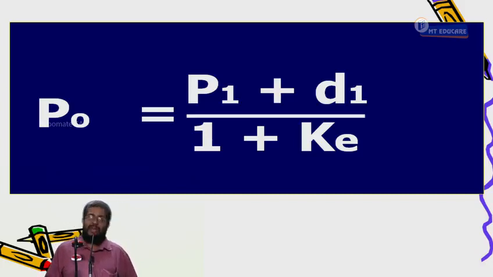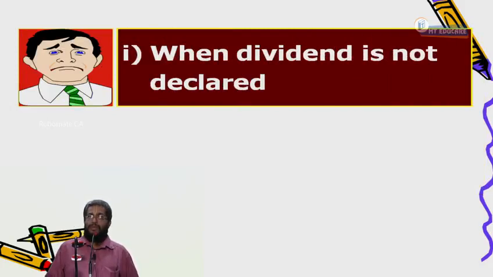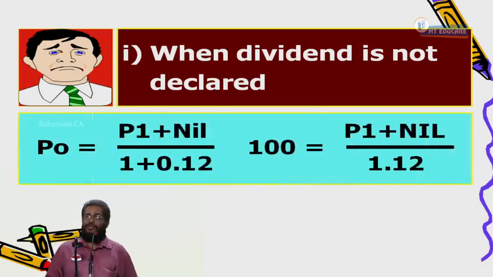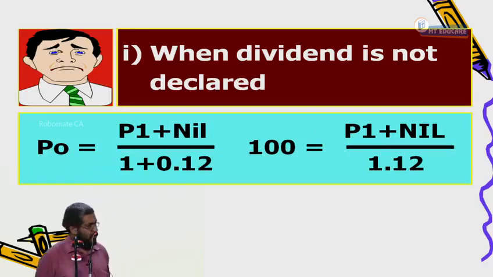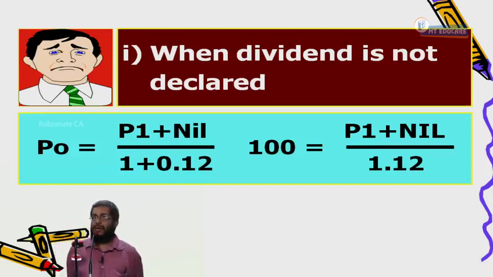Can I move to the next stage? Now, first, part 1. Year-end share price when dividend is not declared. Only copy the sentence, not the picture. Year-end share price when dividend is not declared. P0 is equal to P1 plus 0 divided by 1.12.